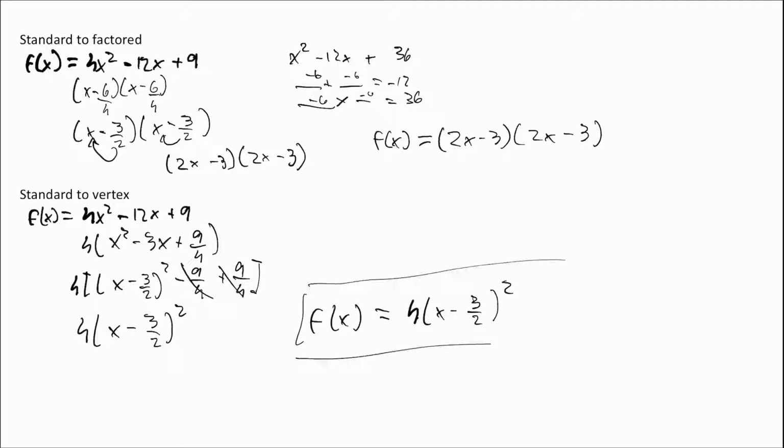So an important thing in vertex form is that we can identify our vertex easily. Our vertex here will be 3 over 2 and 0, because this is technically minus 0. In factored form, we can identify our x-intercepts very easily, and in standard form, we can identify our y-intercept easily. So that is why we want to do this.